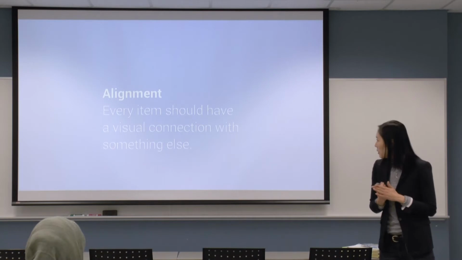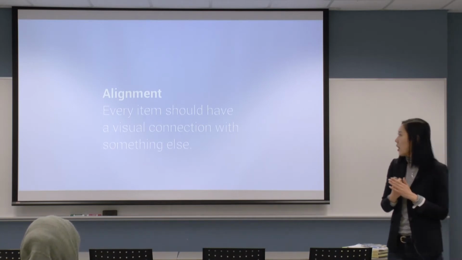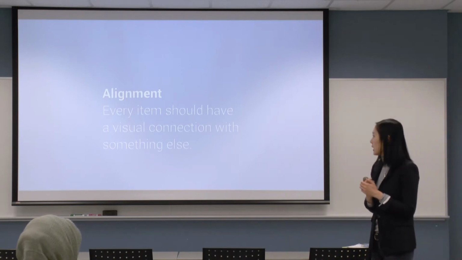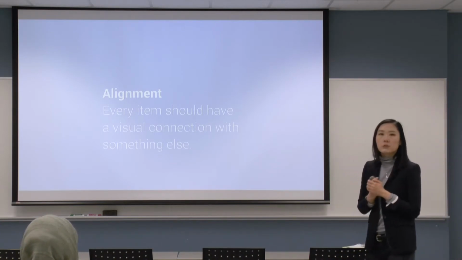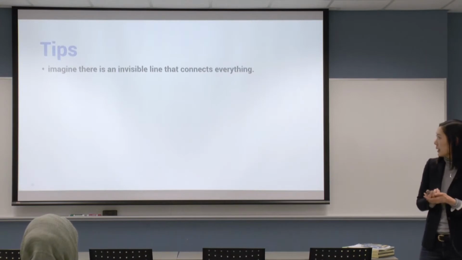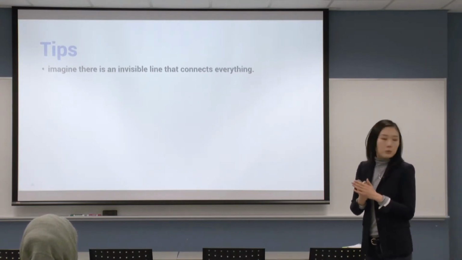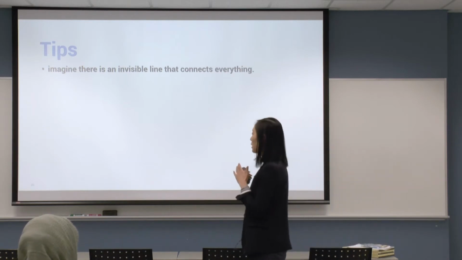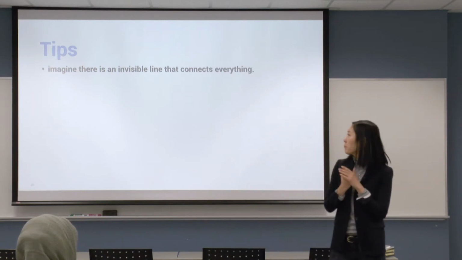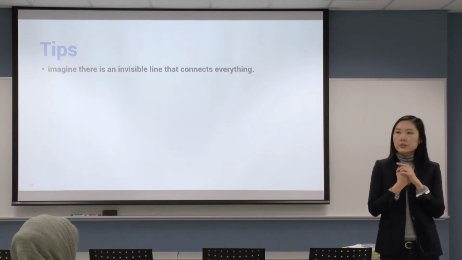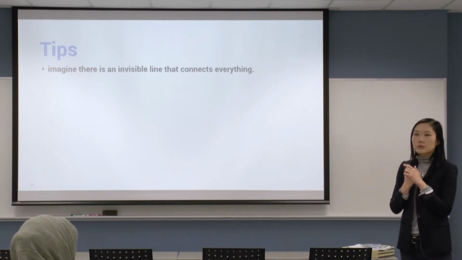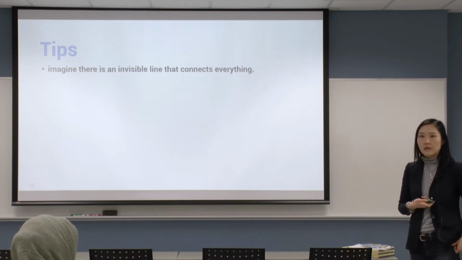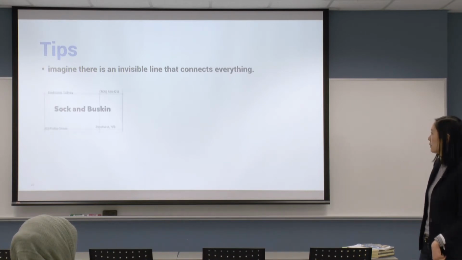Okay, the next principle I want to talk about is alignment, okay? Alignment essentially means every item should have a visual connection with something else. Okay, so when we look at any type of design, imagine the trick you can do, and this is a little self-test, is that there's an invisible line that connects every single element on your page, okay?